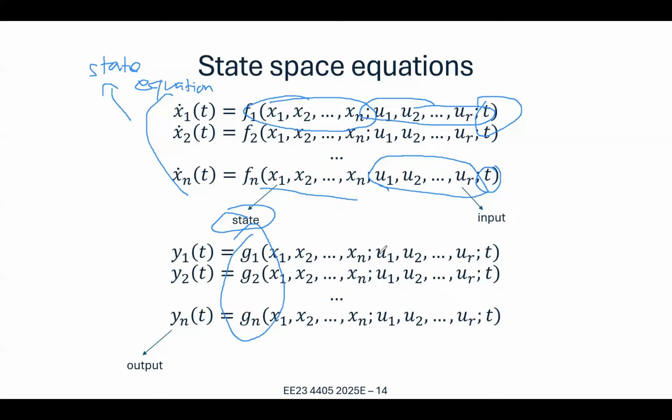So we have the states and we have the input and we have the time. That's the structure of the state space equations. We have the input and the state together forming the function of the state equation, and then we also have the input and the states here forming the function of the output equation.